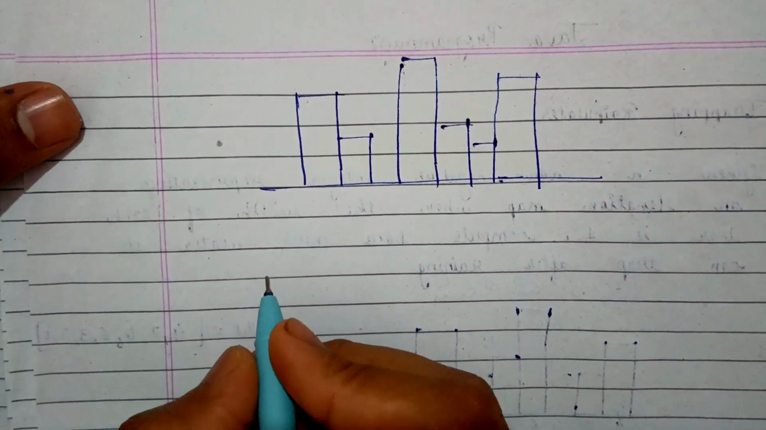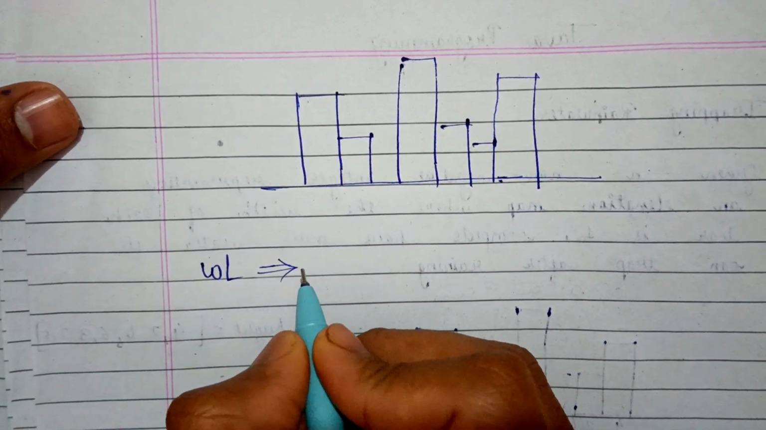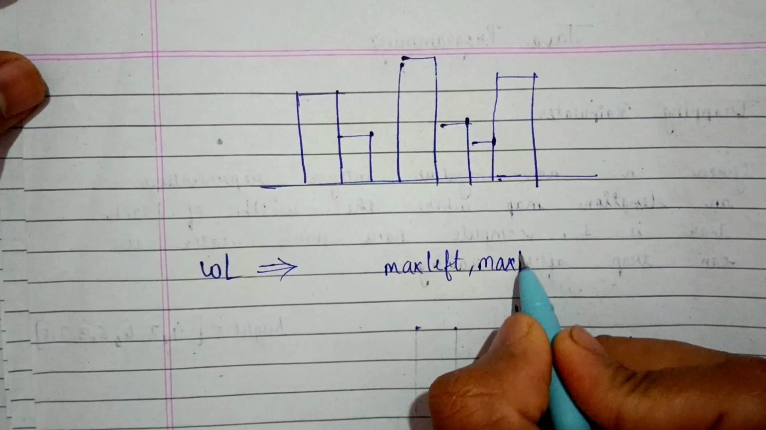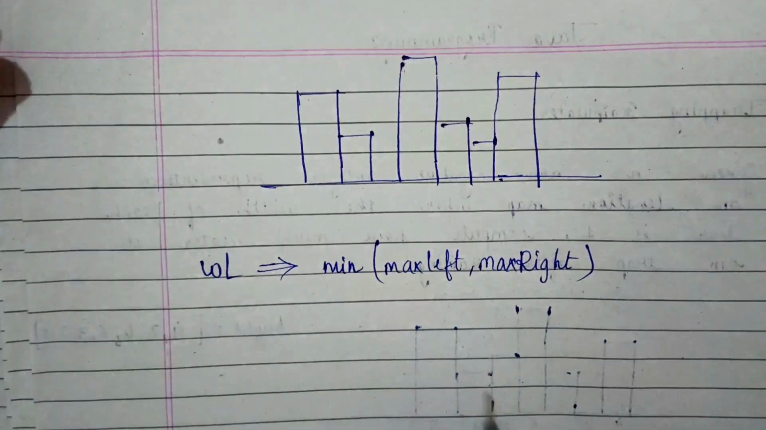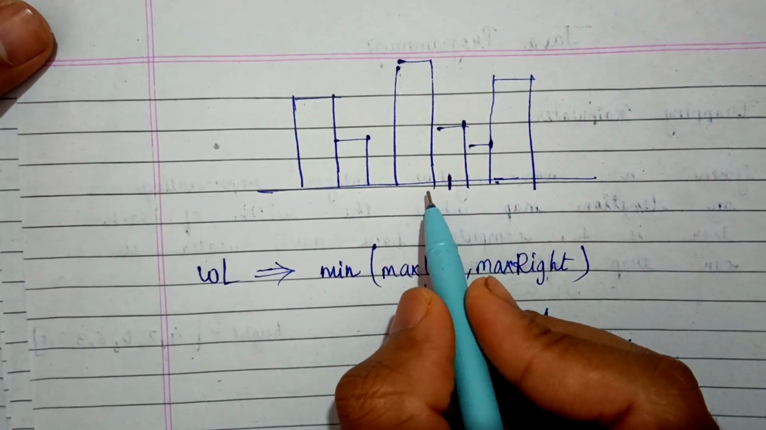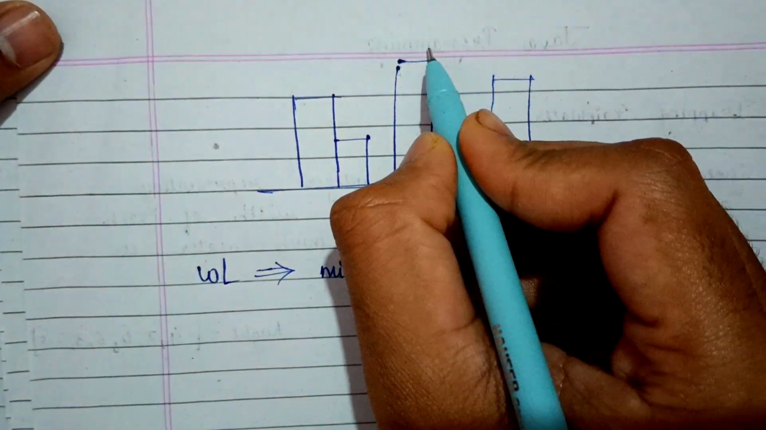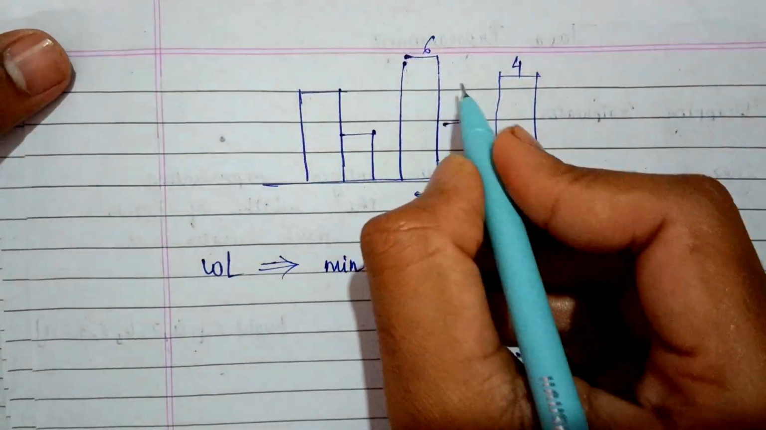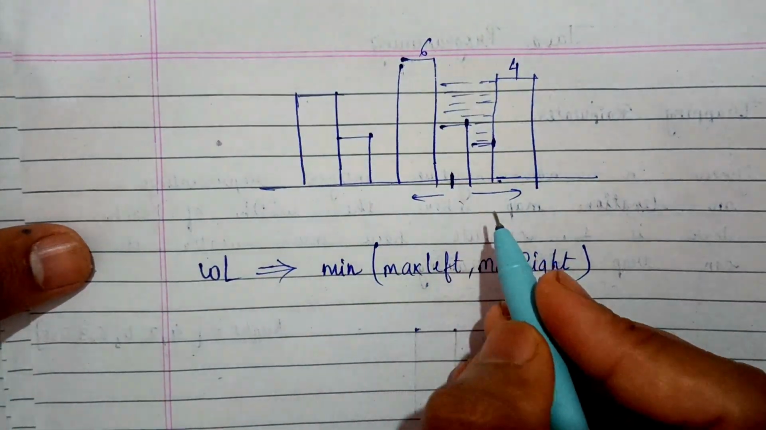So the conclusion is, the water level will be... we have to calculate the max left and max right, and we have to take the minimum of it. So suppose we are on this bar and we have to calculate its maximum of left. The maximum of left is 6, and the maximum of right is 4. So the water will trap between them, so we have to calculate its minimum.